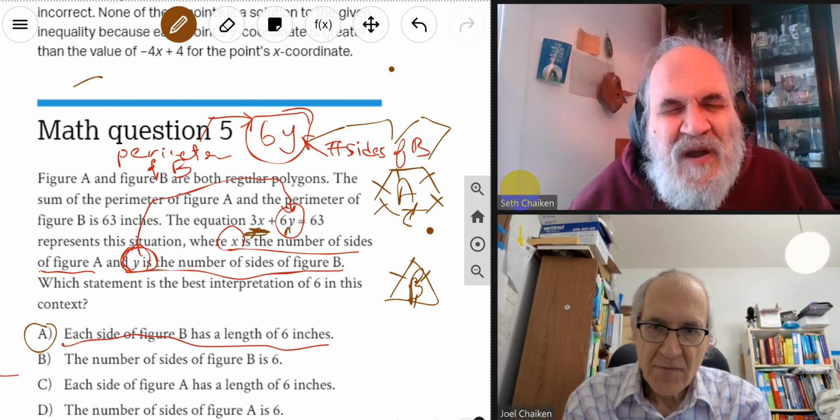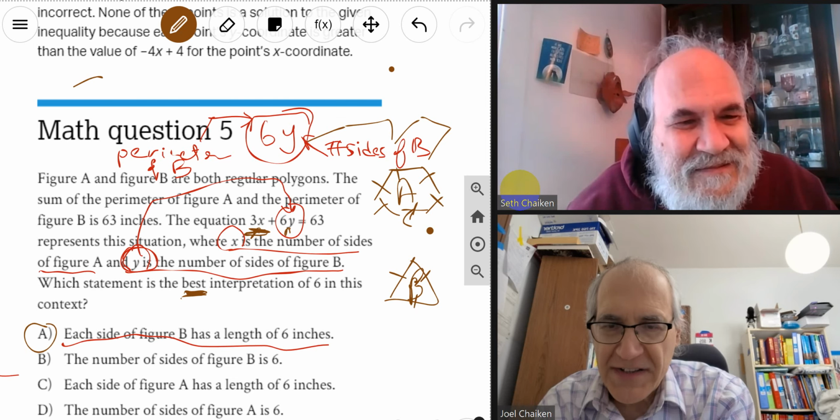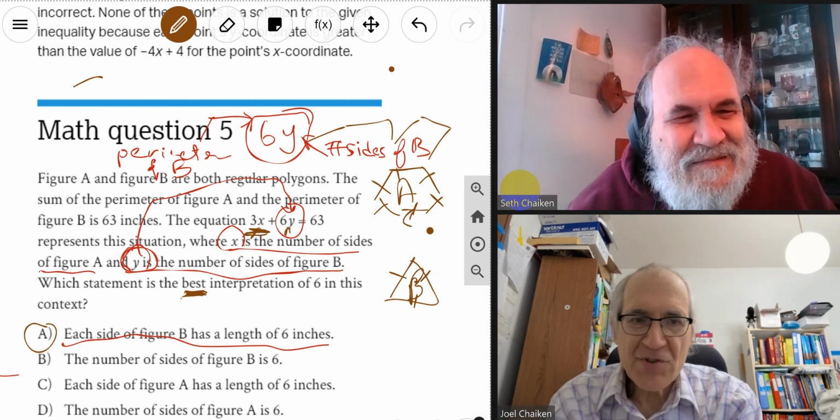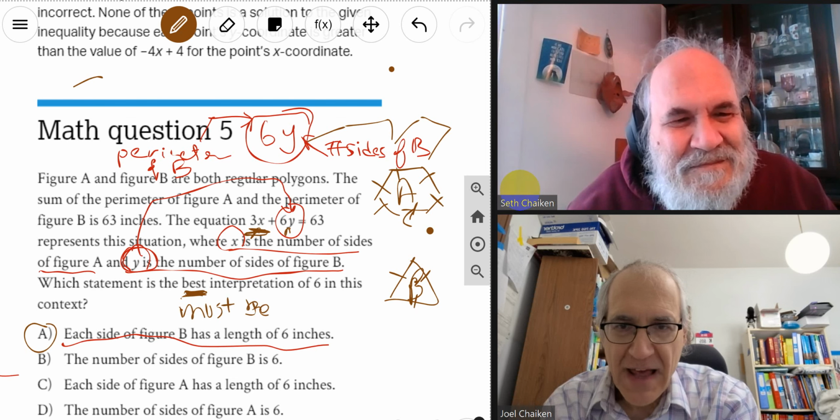Right. And notice they put this word best in, as opposed to asking what statement is absolutely true, no matter what. There's a difference between that. Which statement must be true? There's a difference, right? They could have said must be true, but they didn't do that. They said best interpretation of.